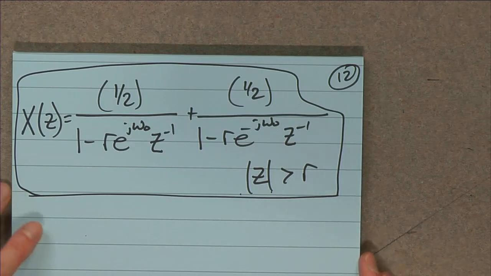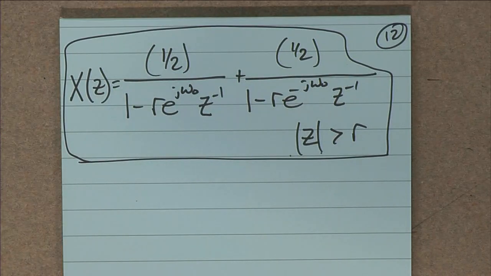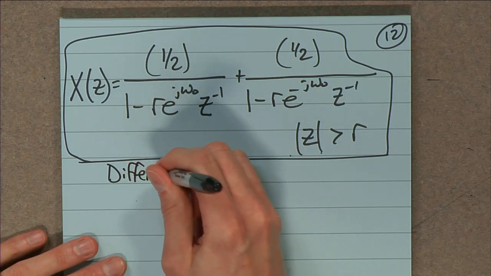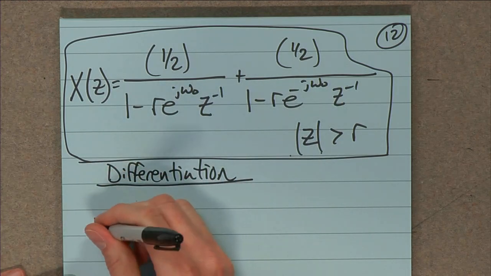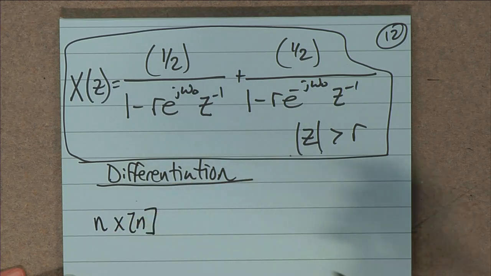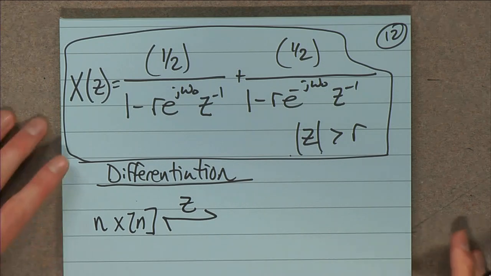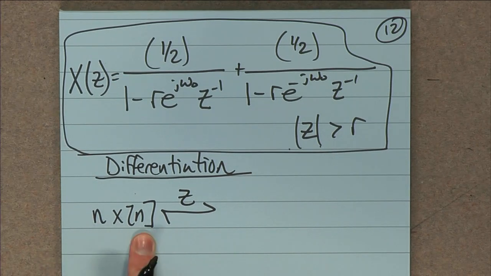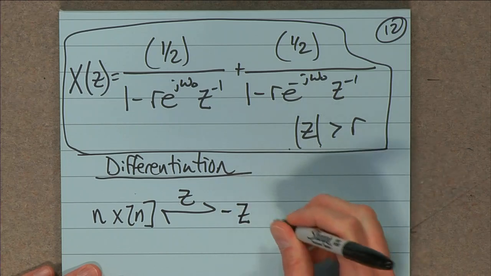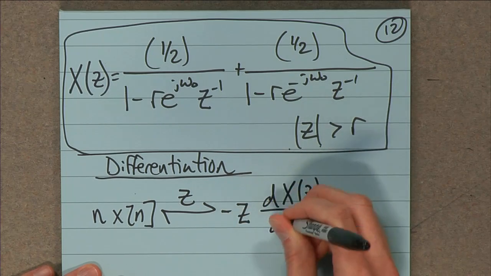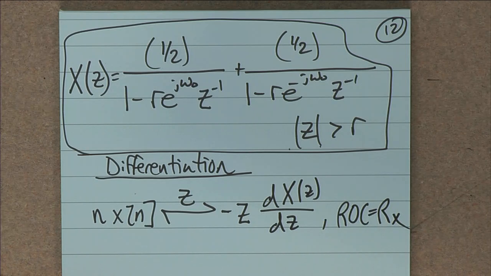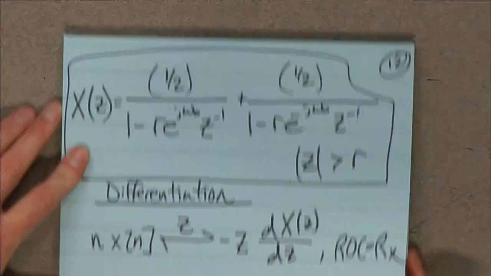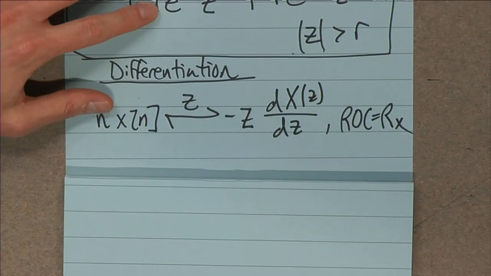All right. That takes us to differentiation, which is somewhat useful because the example we're going to do shows you how to handle a multiple order pole for a certain case. So, differentiation. And this has its analog, of course, with the discrete time Fourier transform as well. So we have n times x of n is minus z dX of z dz. And the region of convergence is the same. So nothing different.